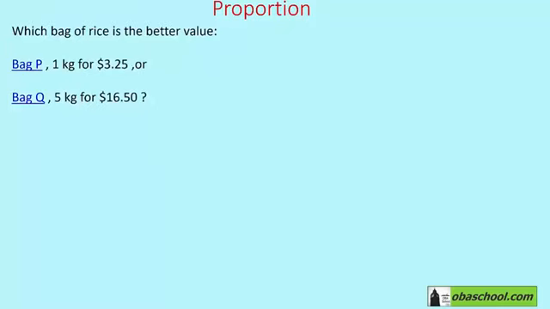Same as we did in the previous tutorial, we're going to have to calculate the cost of 1 unit. Bag P already contains 1 unit, so if we buy bag P, then the price of the unit would be $3.25. But we need to find the price of the unit for bag Q, which is what I'm doing right now. 5 kilograms costs $16.50.